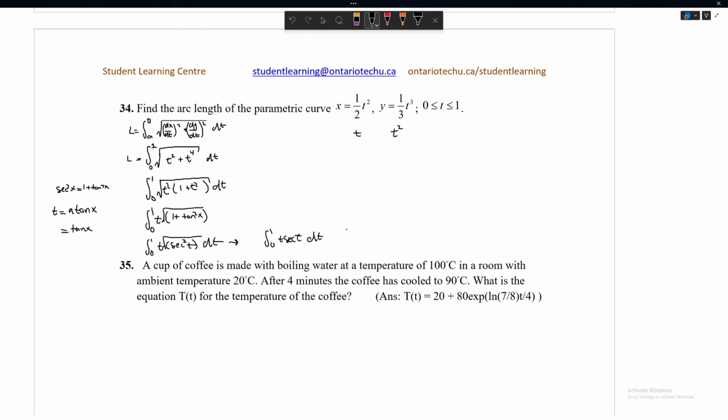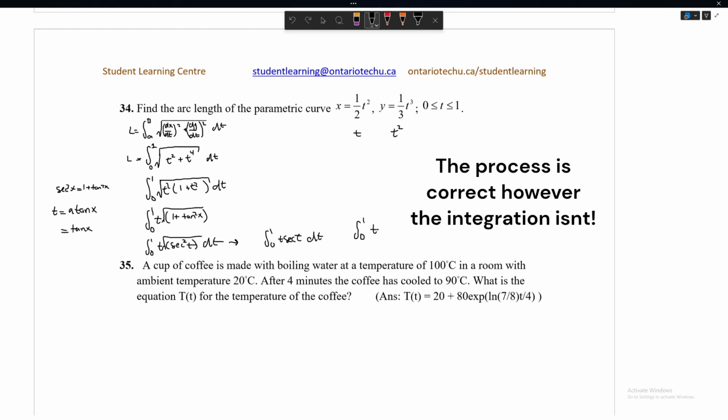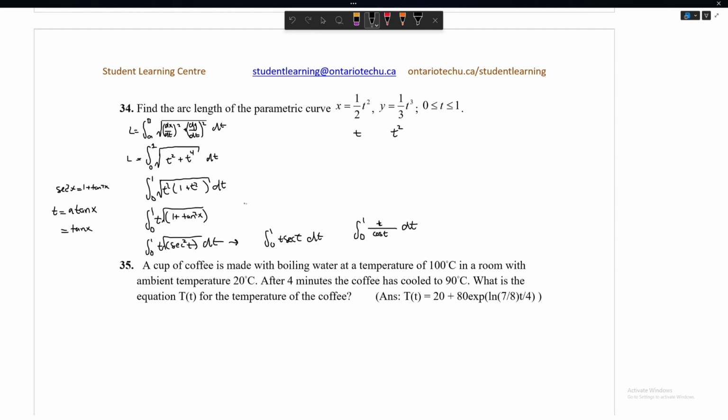Now you have to integrate this, and I believe this is integration by parts. And so this will actually be t times sec t. Secant is 1 over cosine, so it'd be t over cos t dt. And from here, I'll probably have to do integration by parts and go from there. All right, so good luck.